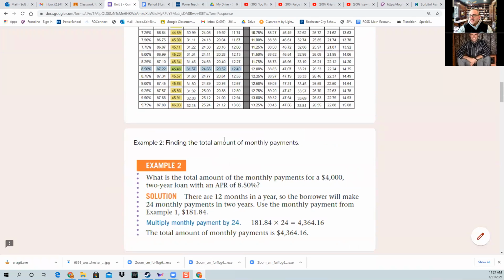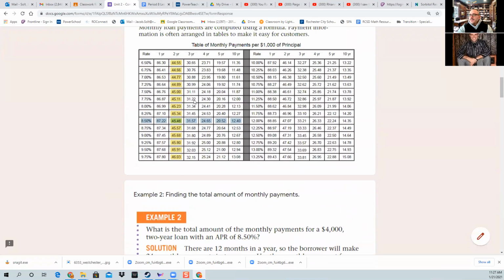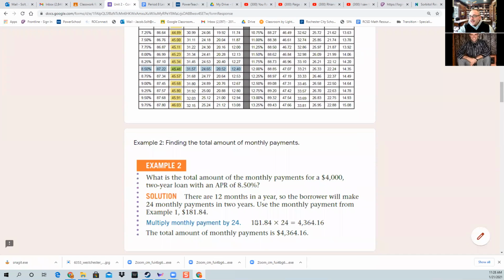All right, so we're going to look at the table. 2-year loan, 8.5%. So I'm looking for 8.5. Oh, there it is, 2-year. We're using that $45.46. Okay, so it's a $4,000 loan. So we need to multiply this $45.46 by 4. I'm doing it on my calculator over here. It's $181.84.